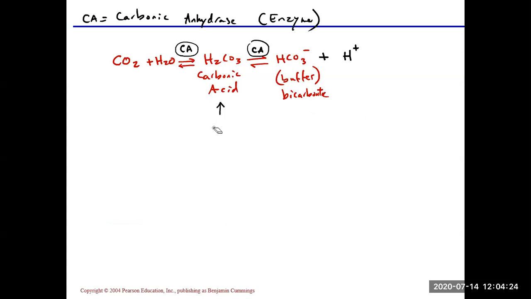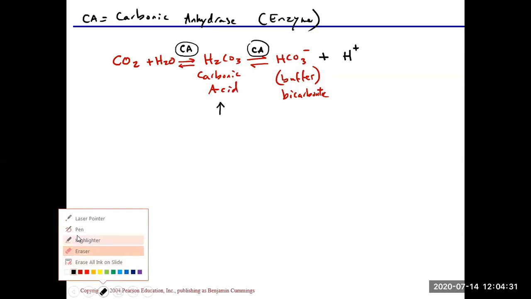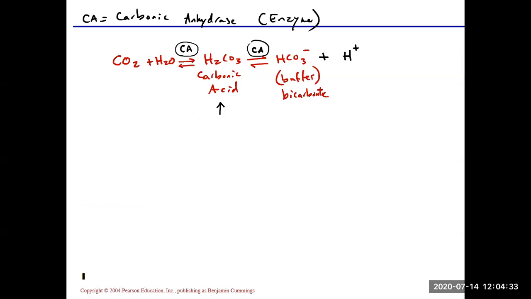But what if we introduce one? What's going to happen? Is it going to go to the right or is it going to go to the left? So this reaction has a tendency to go towards the carbon dioxide side. That's the tendency if they have equal amounts.